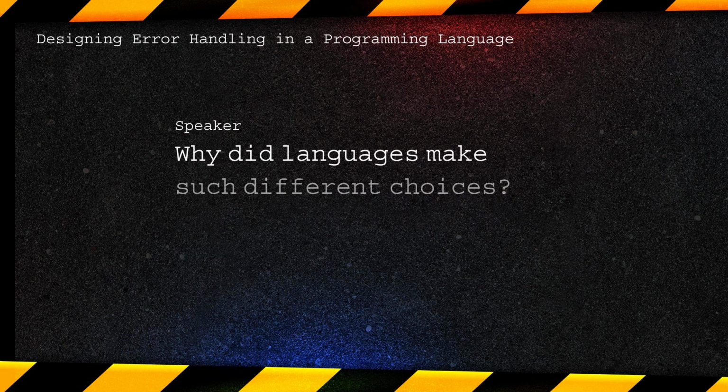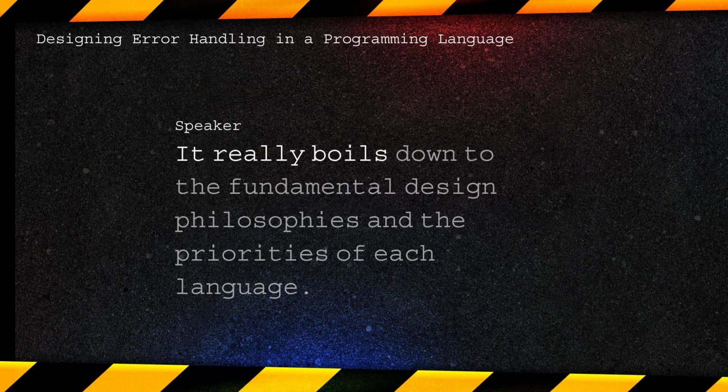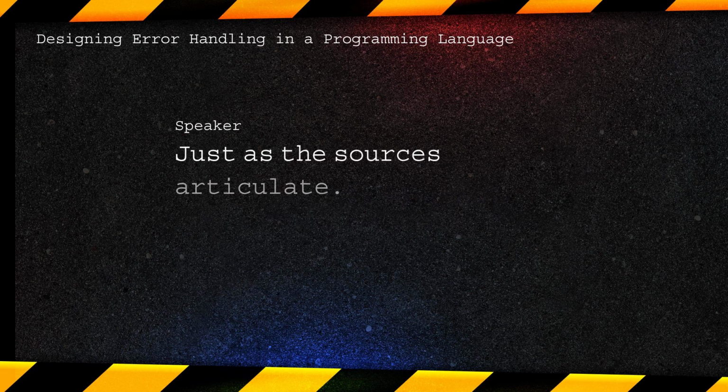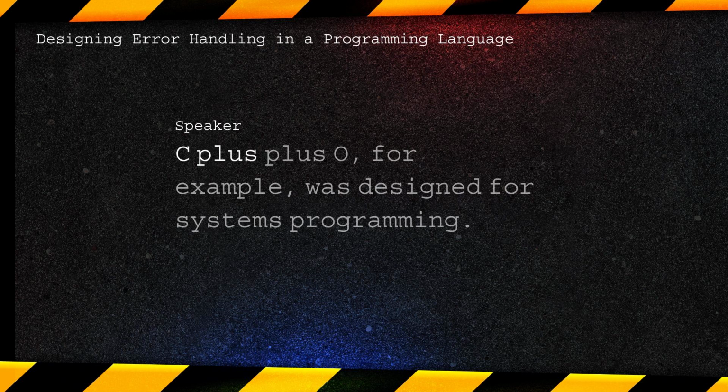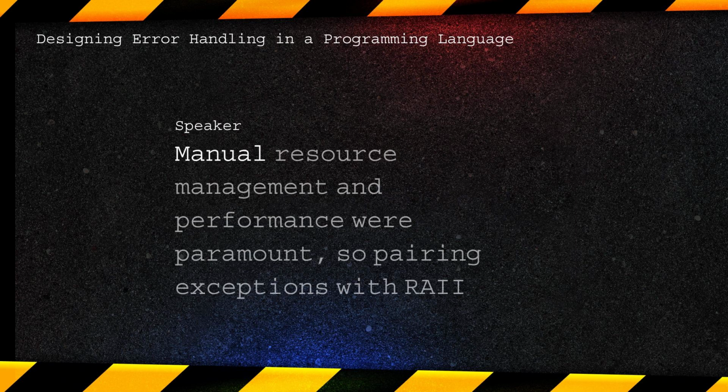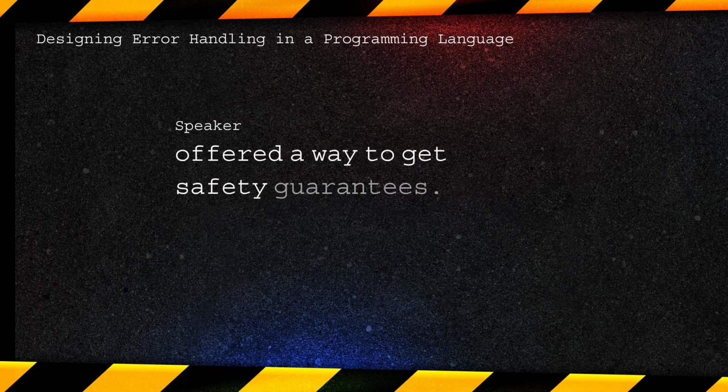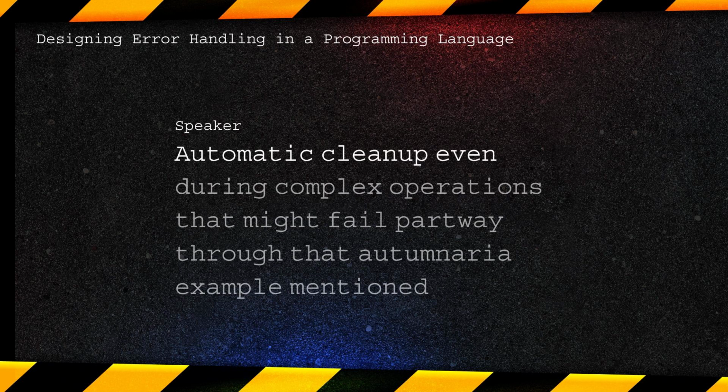Why did languages make such different choices? It really boils down to the fundamental design philosophies and the priorities of each language, just as the sources articulate. C++, for example, was designed for systems programming. Manual resource management and performance were paramount, so pairing exceptions with RAII offered a way to get safety guarantees, automatic cleanup even during complex operations that might fail partway through.